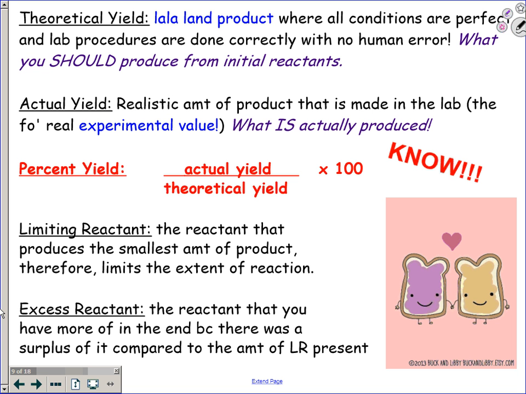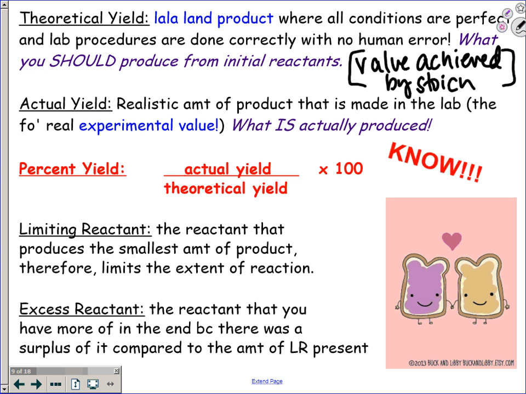the value is achieved by stoich. Like, you have to calculate your theoretical yield by doing stoichiometry, because there's no way to do it in the lab. It's what we should get, which we would do by calculations. The actual yield is what I'm collecting myself in the lab. I'm not calculating it, it's going to be what I collected.